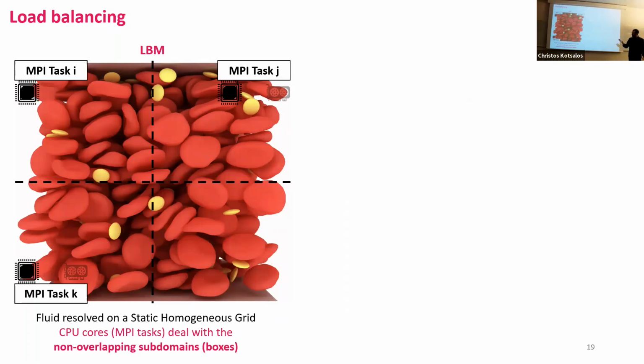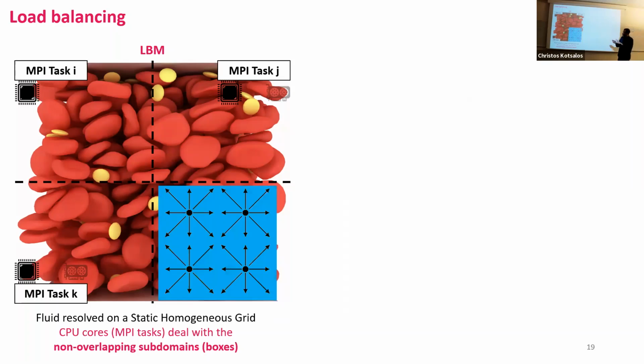Here the fluid is resolved on a static homogeneous grid. What we are doing is taking the computational domain, subdividing it into non-overlapping boxes, and assigning each box to the available CPU cores. Also, every CPU core is linked to an MPI task. MPI is a library for parallelization.